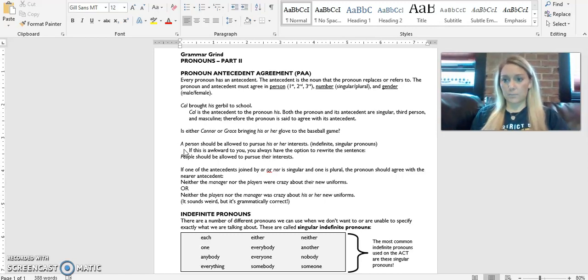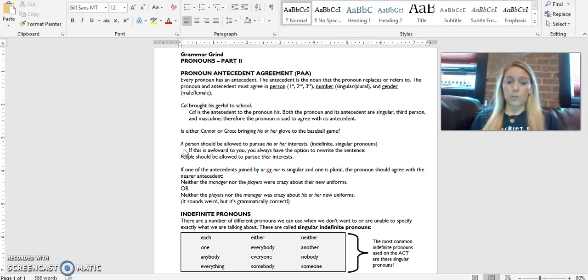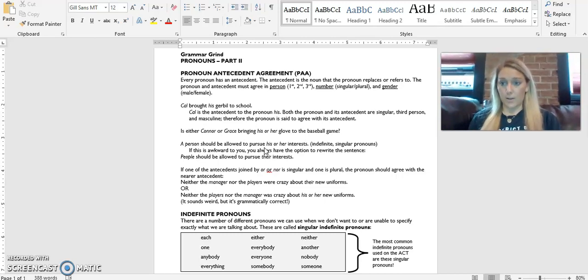This one is probably one that people would get wrong oftentimes. This one says a person should be allowed to pursue his or her interests. Person is singular, okay? You would think that if you were writing or speaking the sentence, you would want to say a person should be allowed to pursue their interests, but that's wrong, right? Because person is singular and their is plural. So you would actually have to say a person should be allowed to pursue his or her interests.